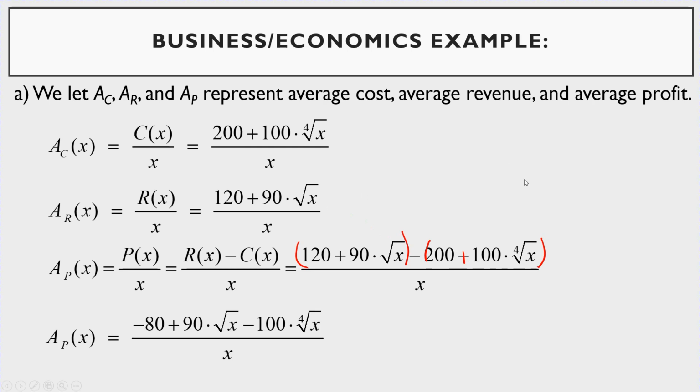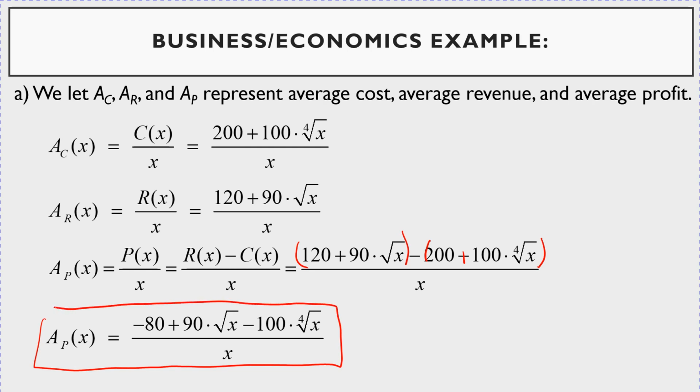But when you go through and clean this up, 120 minus 200 gets you minus 80. You have 90 times square root of x stays there. And then the negative here changes to positive. So it's minus 100 times the fourth root of x, all over x. All right, so this is our average profit function. Okay, when you're given x hundred geraniums that are being grown, that tells you how much you're going to make on average per geranium that you sell.